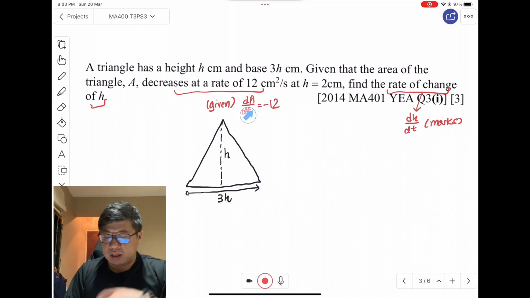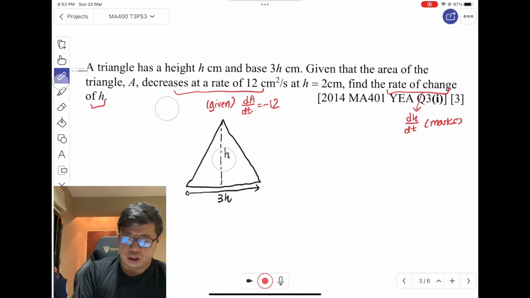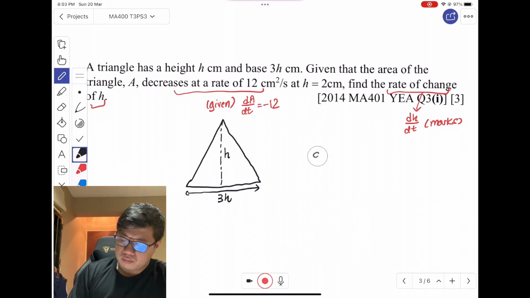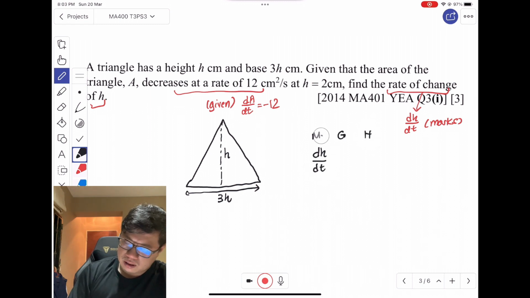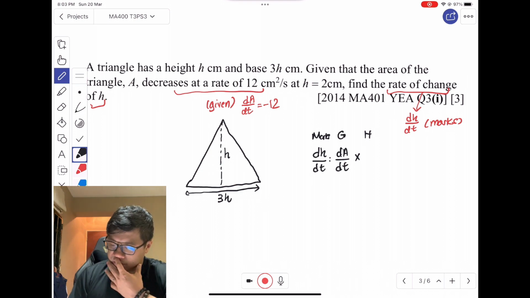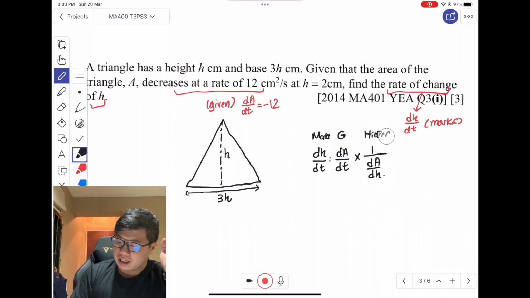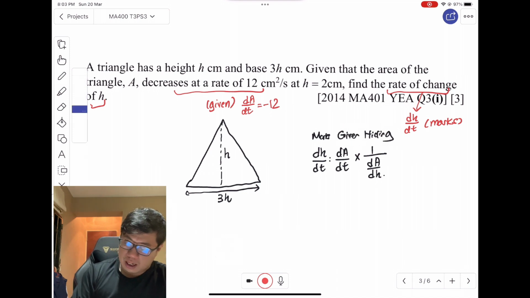So observing these two derivatives, you can see that the last derivative that you will need to come up with would be dA/dh. So in case you are not sure how, write down the one that gives you the marks first. I call it MGH lah, okay. So dh/dt, the one that gets you the marks, dA/dt, the one that's given, and you can see that the last one you probably need is 1 over dA/dh, right? This is the one that we probably need to find.